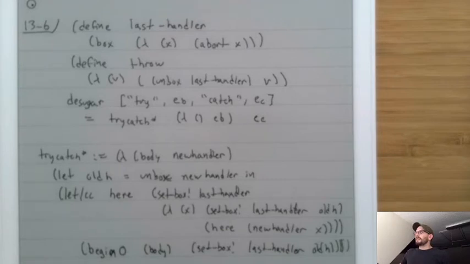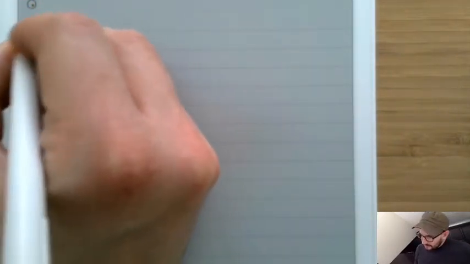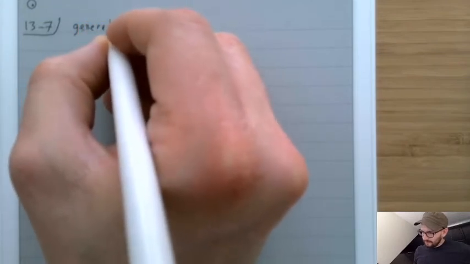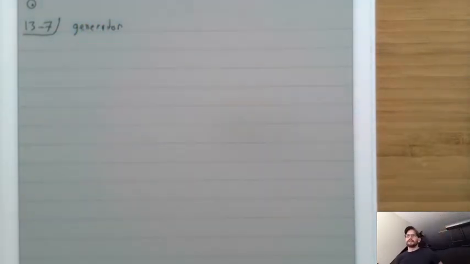Okay, there's another control feature that's really pleasant to implement with continuations. And it is called a generator. The idea of a generator is it's a function that when you call it the first time, it does one thing, and you call it the second time, it does another thing. So let's look at an example generator.